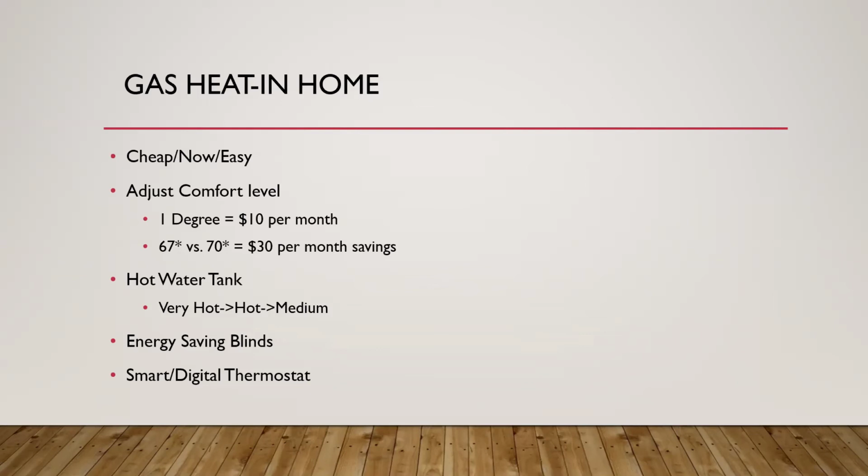So adjusting your comfort level. If you didn't realize this, most bodies can't tell the difference between 69 degrees and 70 degrees. And 1 degree roughly in the wintertime is going to save you $10 a month on your heating bill. Now, 67 versus 70, that's $30 a month savings. If you live in an area like I do, where it feels like it's winter 15 months out of the year, then that's a lot of money.